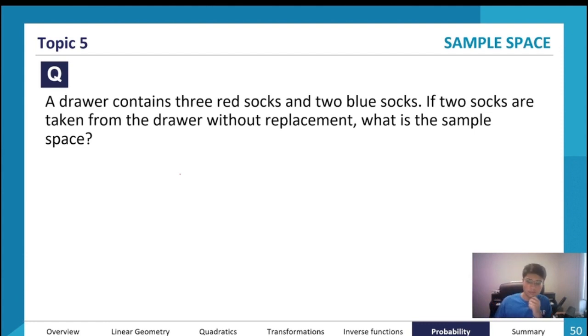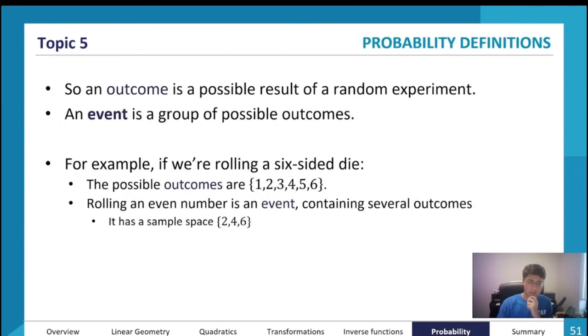So let's say a red sock is denoted by R and a blue sock is denoted by B. Then the set of all possible outcomes, remember we use the curly brackets, is red and red, or blue and red, or red and blue, or blue and blue. Okay, so an outcome is a possible result of a random experiment.